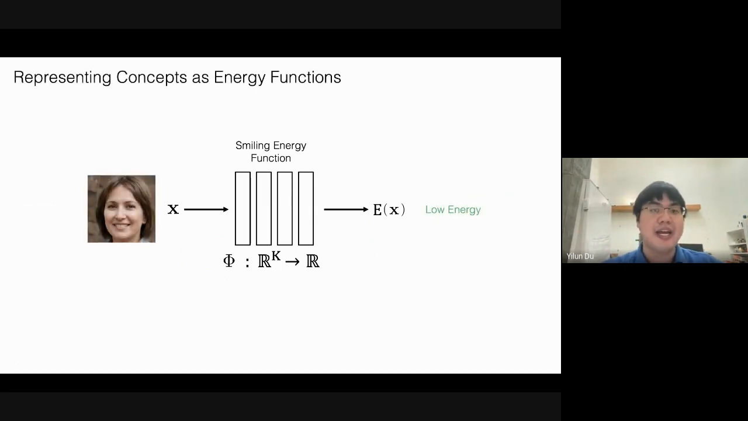At the same time, when an energy function gets an image that does satisfy the concept you want to encode, such as smiling, then it assigns low energy to the image. And this energy value itself is unbounded, so it can range from negative infinity to infinity. But the idea is that the images that are more consistent with the attribute smiling, for example, will be assigned lower energy.